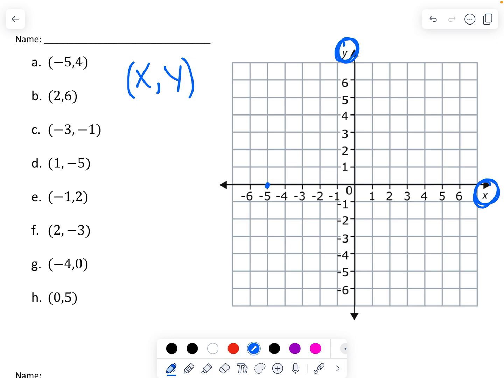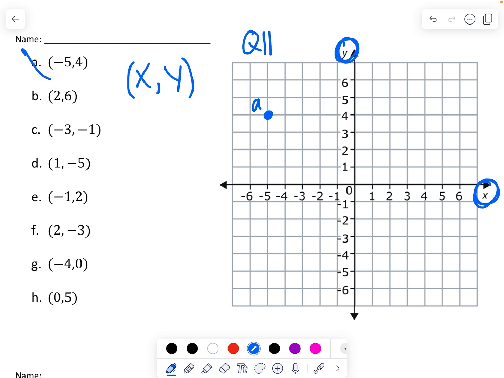And then we have to go up 4. So I go up 4, and I plot my point right there, and I would label it A. So we went to the left 5, and we went up 4. And remember, that is quadrant 2. It is a Roman numeral, so that's why I write it like that. So we're done with A.